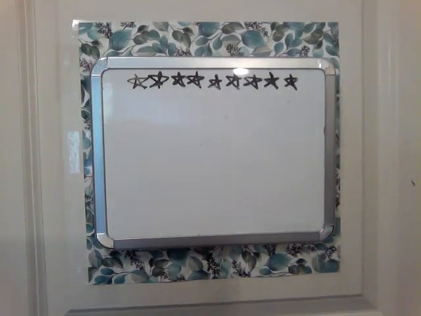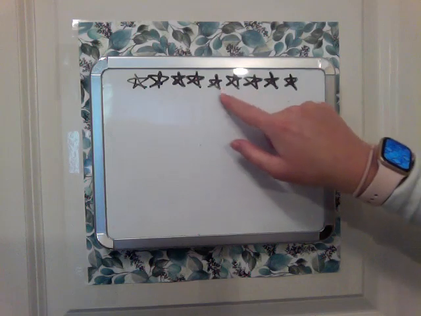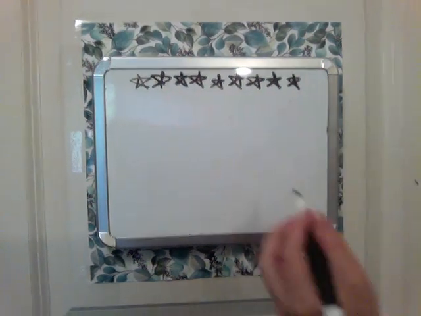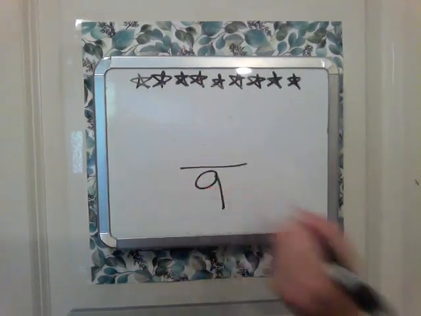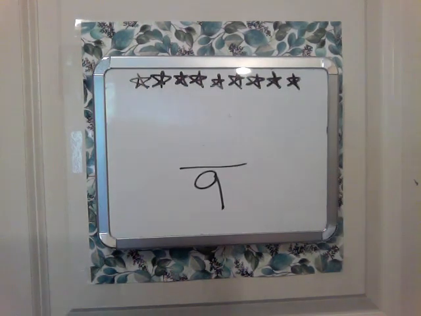Okay, let's count up our total stars. 1, 2, 3, 4, 5, 6, 7, 8, 9. 9 becomes the denominator. Your amount of stars goes on the top.